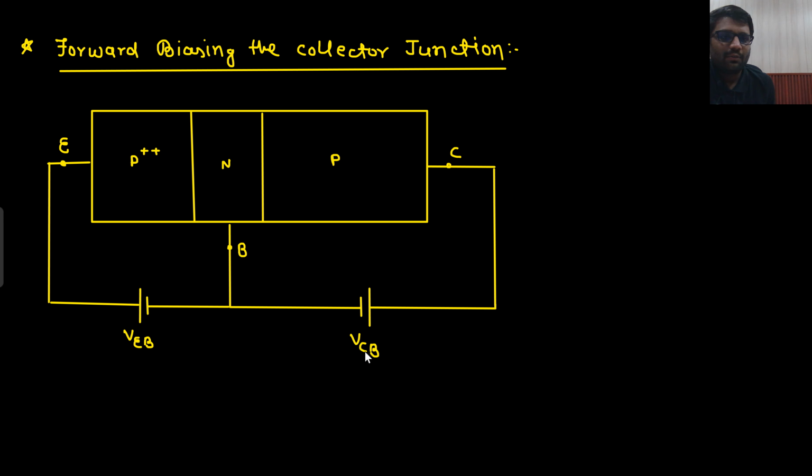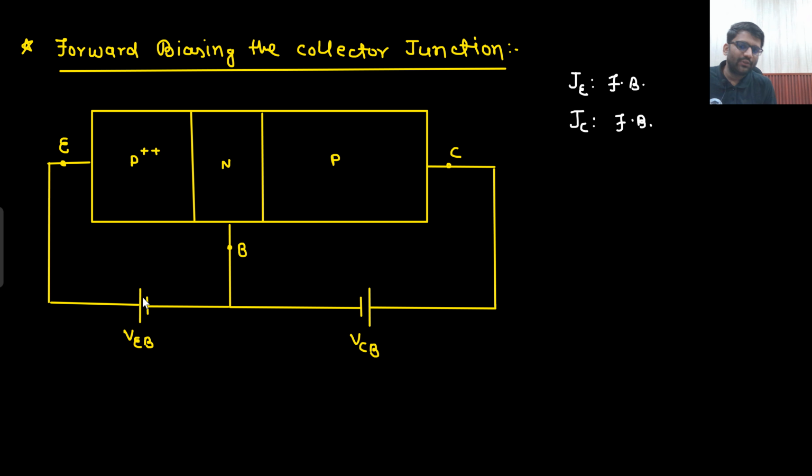Till this point in the last lecture, we were either putting zero bias here or reverse biasing it. But now I am forward biasing it. My base, which is N, is connected to negative, and P is connected to positive. So now I am forward biasing the collector junction. The emitter junction is as it was, forward biased. So now both the emitter junction and the collector junction are forward biased.